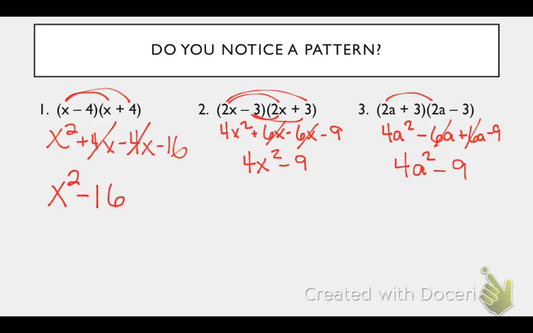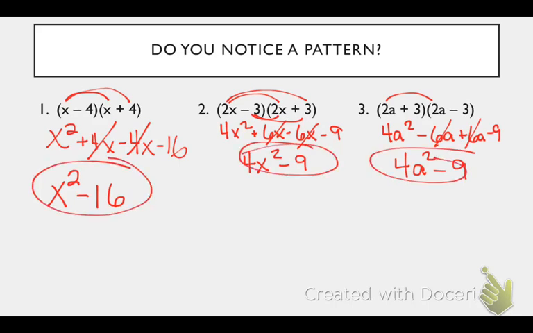So what do you notice? Hopefully you're noticing that in the simplified answer in all three, the middle terms drop out. And why is that? Well, if you look at the original two binomials, they're identical except for a sign switch. So what we're going to be doing is going the other direction. I'm going to give you a binomial that looks like this, and you've got to come up with the factored form, which would be like the x minus 4 times the x plus 4.